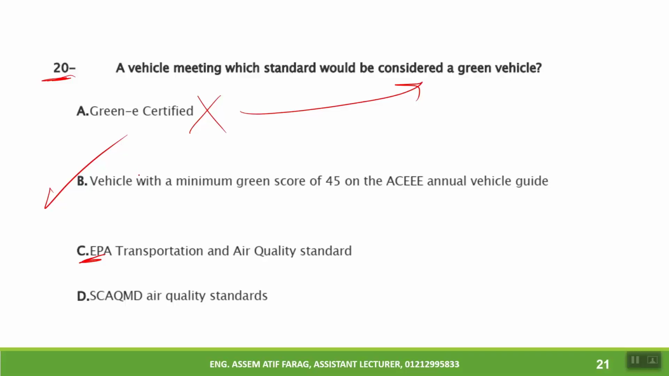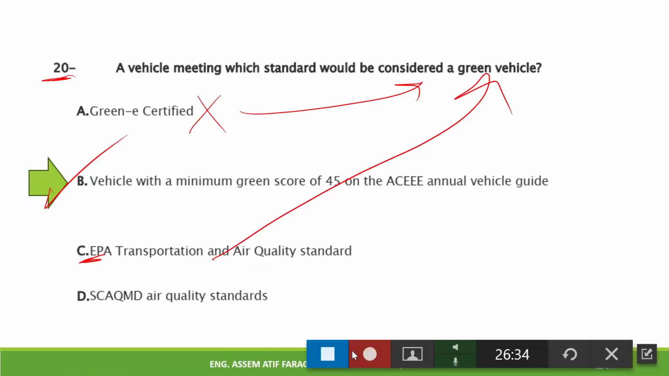For option number C, EPA transportation and air quality standard. This is not the correct option because it does not relate to using green vehicles. Finally, SCAQMD air quality standards. It is mainly related to an air pollution control agency, so it's not related to green vehicles. Then the best option is option number B.